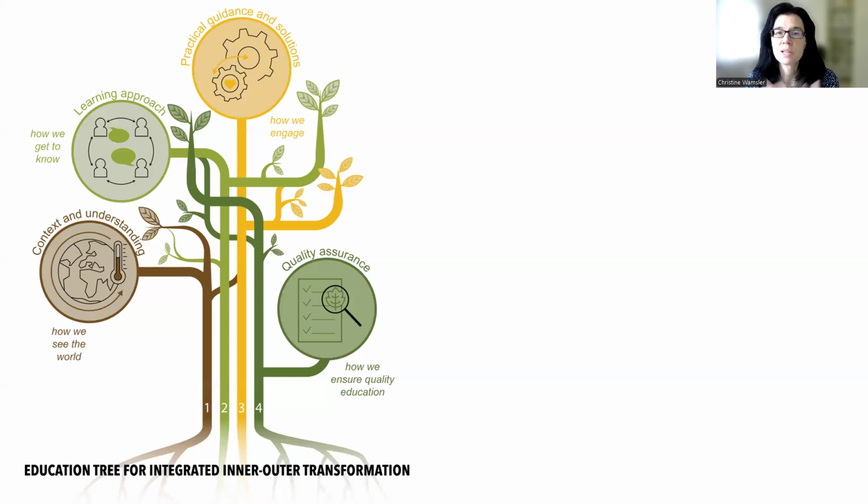We decided to use a tree to illustrate these 4 essentials because it is a metaphor for growth and connection. So if we apply the 4 key ingredients, we can grow tall, thicken our trunk, and spread our roots wide and deep. And the tree is here also a metaphor for integrated inner-outer transformation because it has roots that normally grow below the surface and cannot be seen.